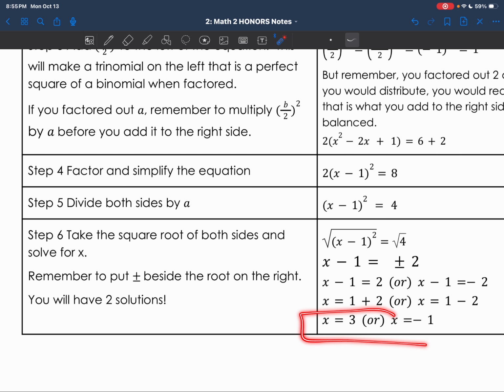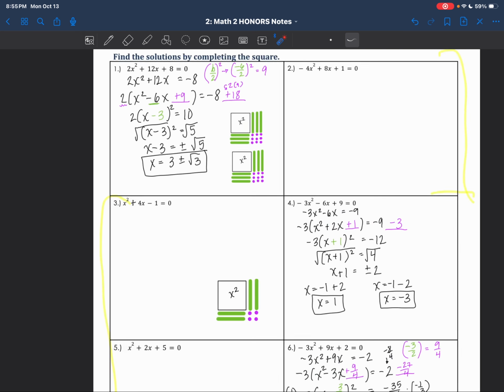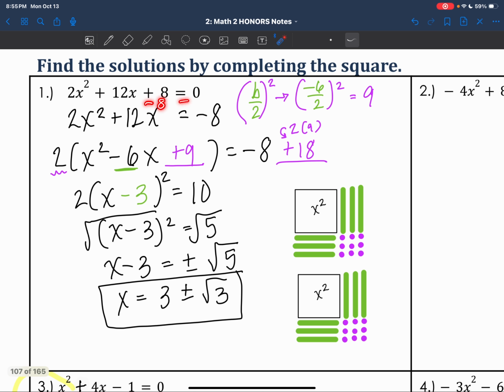So you'll get your answers here. So it looks very complicated. Once you get the hang of it, it's not too bad, but it does look very complicated to start. So what we're going to do is look at this equation, and if you notice it's equal to 0, we don't want that. We're going to subtract the 8.